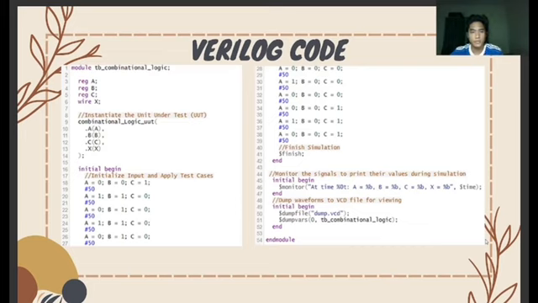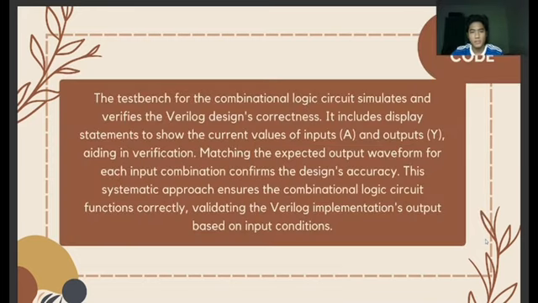For the Verilog code, here is our Verilog code for design, and the test bench for the combinational logic circuit simulates and verifies the Verilog design's correctness. It includes display statements to show the current values of input A and outputs Y, aiding in verification. Matching the expected output waveform for each input combination confirms the design's accuracy. This systematic approach ensures the combinational logic circuit functions correctly, validating the Verilog implementation's output based on the input conditions.